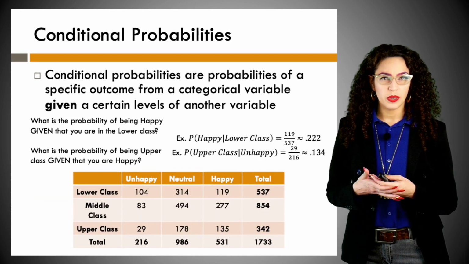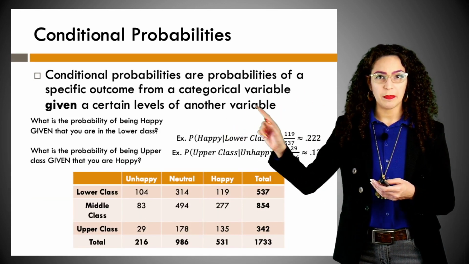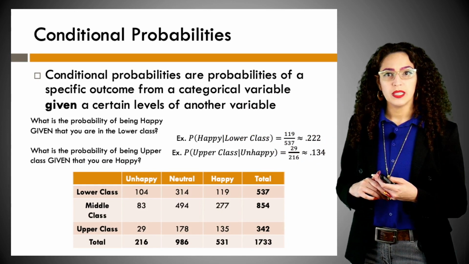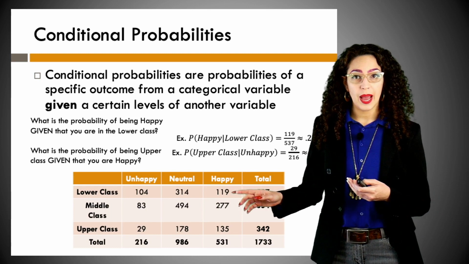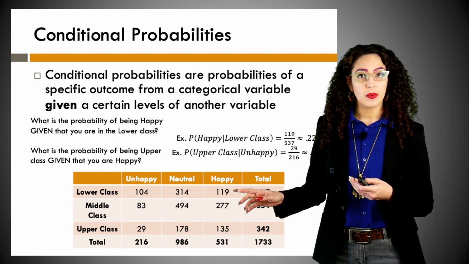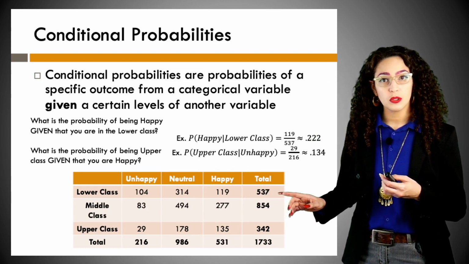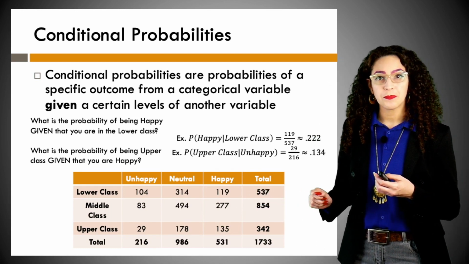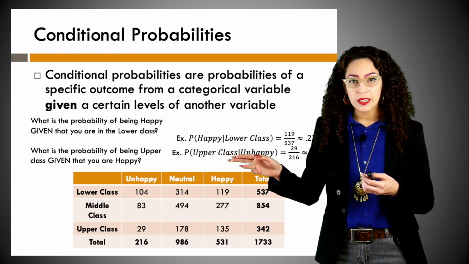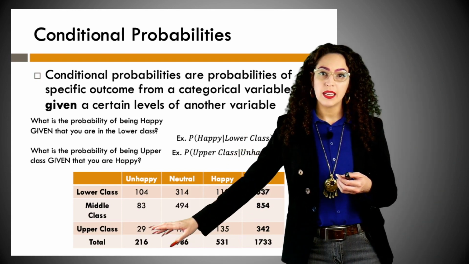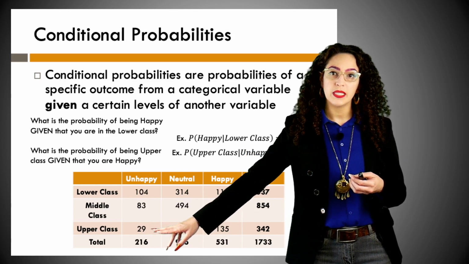So here is one quick example. The probability of being happy given that you are in the lower class is about 0.22. Those numbers come from, we have happy and lower class, and we are saying given that you are lower class. So this is the group we're going to use as our denominator. We can also say probability of upper class given that you are unhappy. So probability of upper class given that you are unhappy, we have 29.